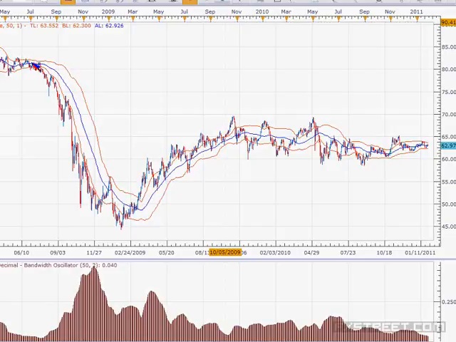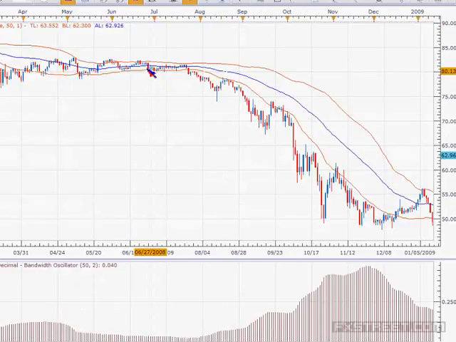Well, look here at the Bollinger Bands. Look where my cursor is here. Let me zoom this in. Look right here. Look how tight these Bollinger Bands are. And that was in July of 2008. And then notice how the volatility started to pick up. Prices broke below the lower band, and it started to ride that lower band here to the downside.